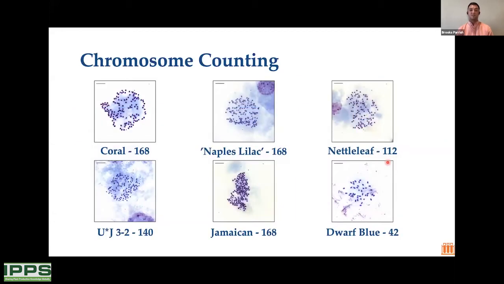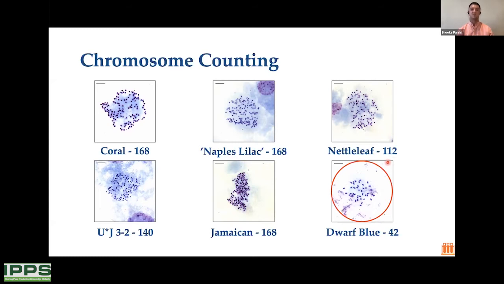Viewing the cells at 1000 magnification reveals darkly stained and well-spread chromosomes, as you can see in each of these images. So as we can tell, there's not a whole lot of difference between most of these, except for one of our images, Dwarf Blue down there in the bottom right. Without even knowing the chromosome number, we can easily tell that there is something different going on with this.